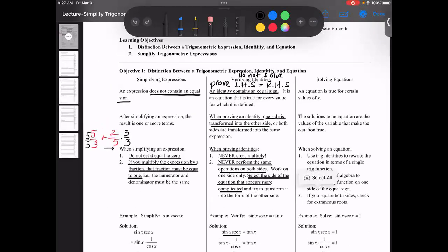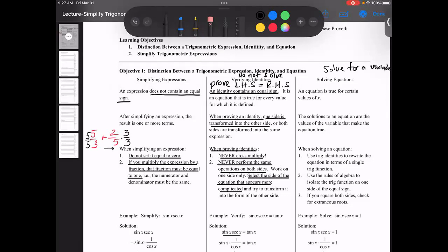Now, an equation is true for certain values of x. So an equation that you solve for a variable, as opposed to an identity, you don't solve, but you prove. Not all values that you come up with will be solutions of the equation. So sometimes you have to check.